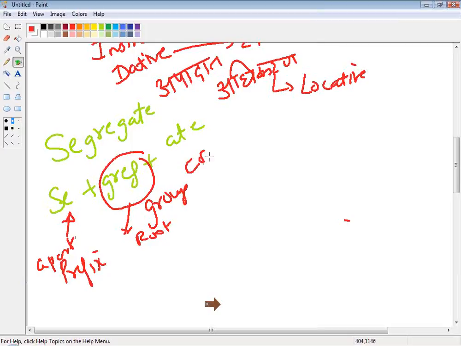Suppose I said congregate. What happens now? You all know the meaning actually. What does congregate mean? To come together. What is con there? Prefix. Con plus greg plus ate. Then I'll say desegregate. What do you get with that? What was segregated, you have to unsegregate. Now egregious. Have you heard the word egregious? What does it mean? The prefix e there means what?